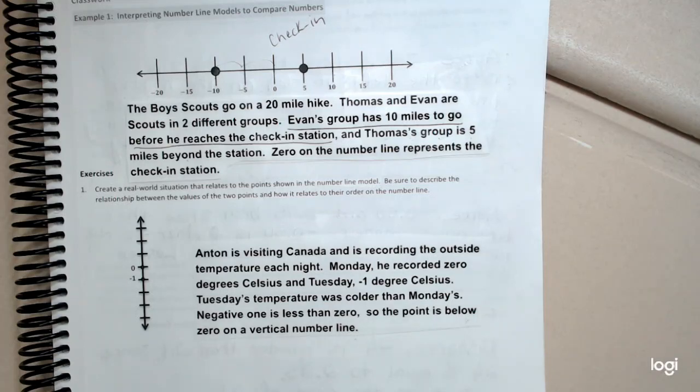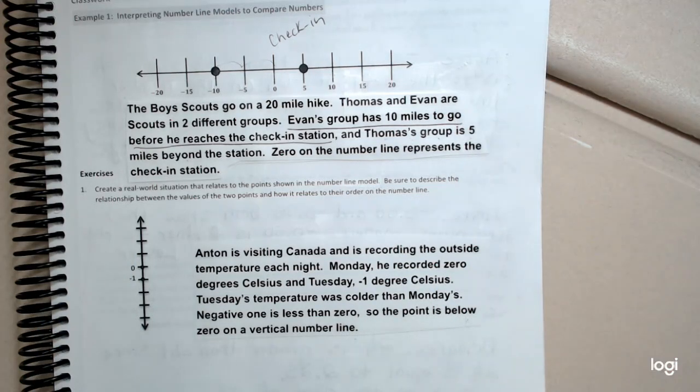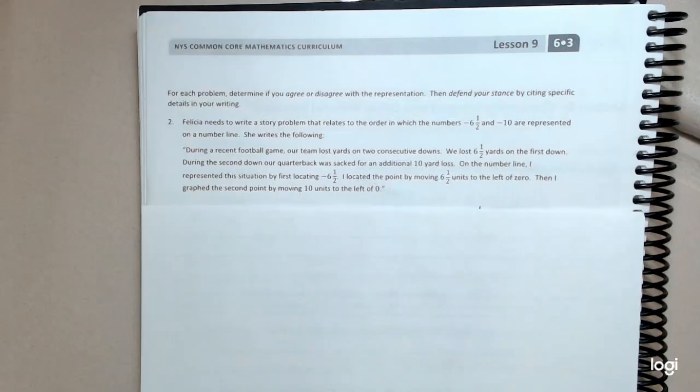So you can see I have 2 different scenarios, 2 different stories. 0 in this story represents temperature, and 0 in my story at the top deals with the check-in point for the hike. Okay. Once again, if you want to pause my video so that you can get these stories written down, you can do that. You are going to have to be writing your own story later. So we're going to see who's been paying attention. Okay, when you're ready, go ahead and turn over to the next page.